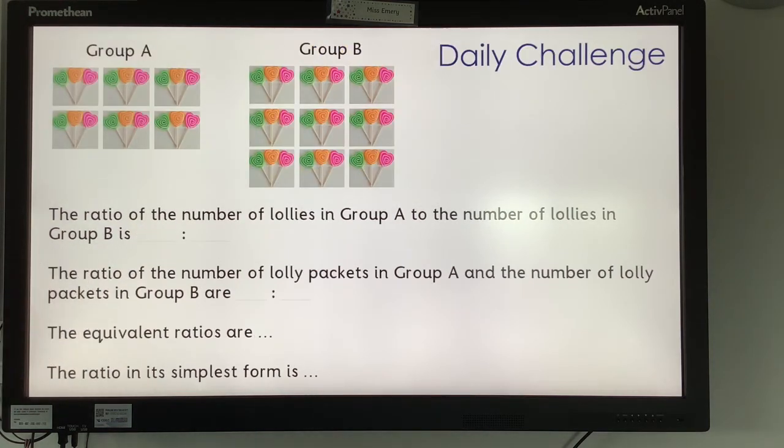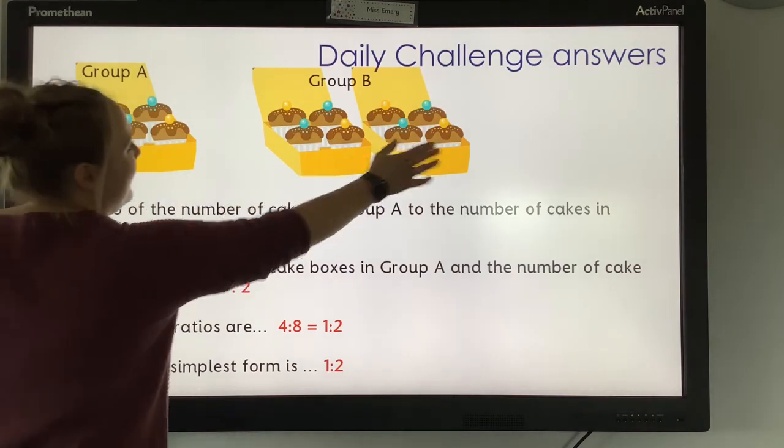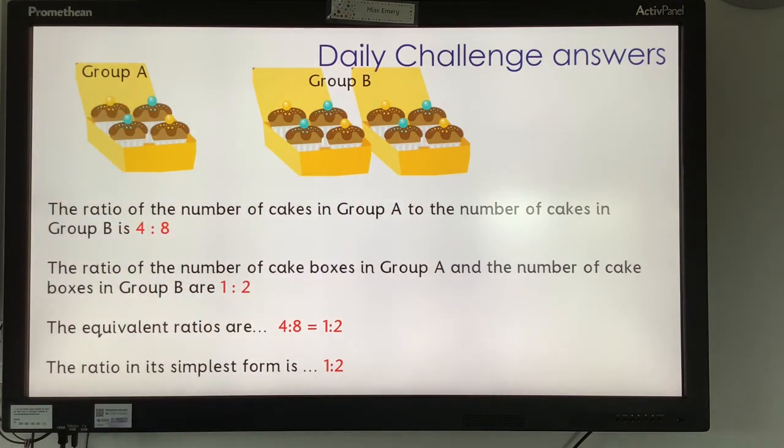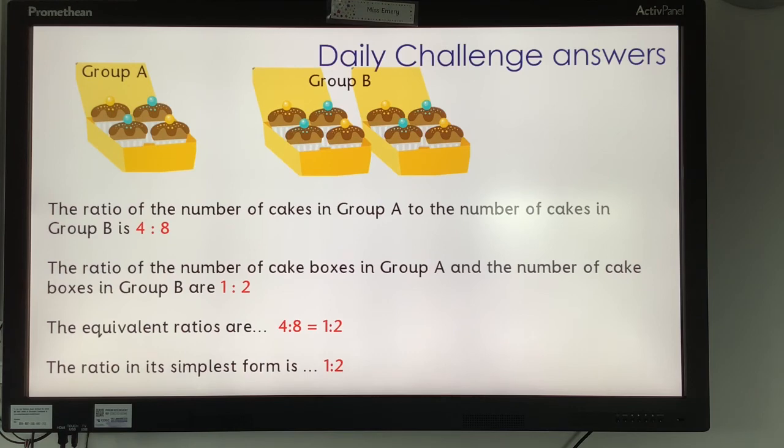Well, so I'll go through the answers now. Hopefully you've done both. If you haven't, go back and do both challenges and I'll go through the answers for you. So, the answers. The number of cakes in group A is 4 and the number of cakes in group B is 8 because there are 4 in group A and 8 in group B. So our ratio is 4 to 8. The ratio of the number of cake boxes is 1 to 2 because there is one box here and 2 boxes in group B. So the two equivalent ratios are 4 to 8 for actual items or 1 to 2 of the boxes. But the ratio in its simplest form is 1 to 2.